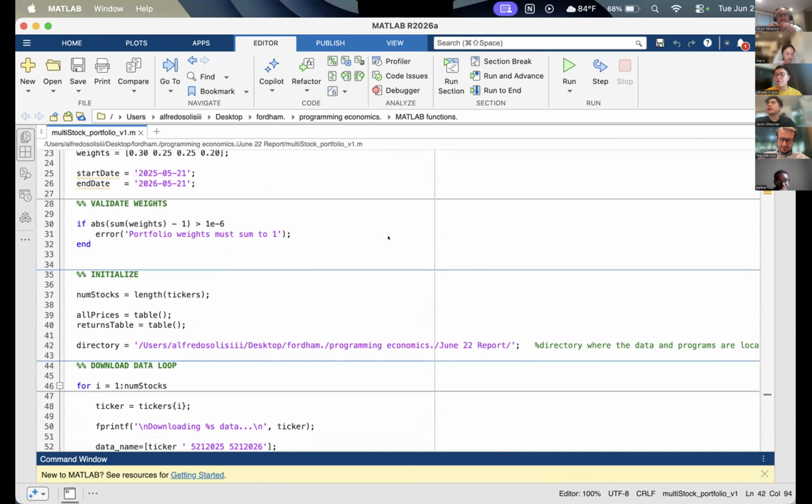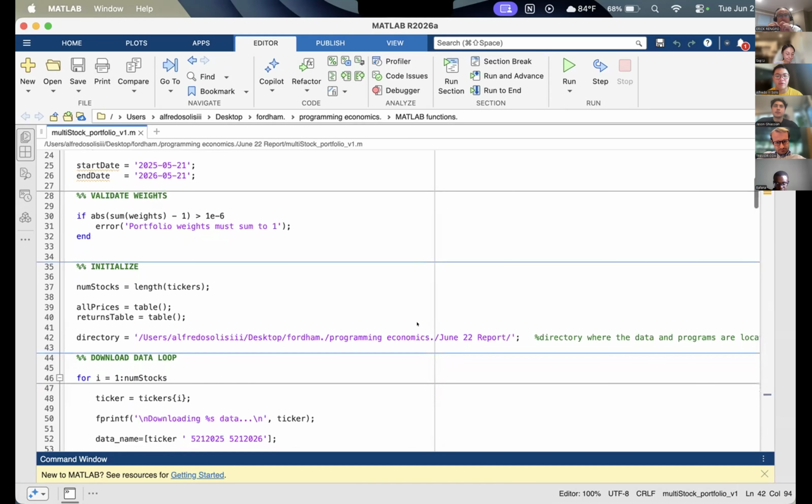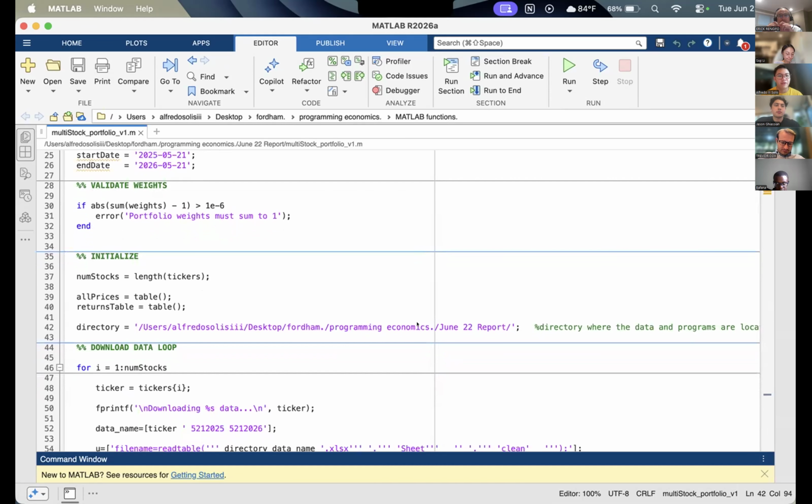And then from there, initializing, which is line 35 to 42. The number of stocks is set using the length of tickers, so the loop knows how many iterations to run. The all prices and returns tables are initially just empty tables that will eventually be populated during the loop. And following this, lastly, is the directory. This is basically where all the files that they'll be uploading, or getting data from, sorry, will be already uploaded, which is what I already did for this one.